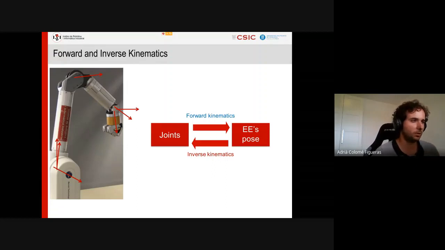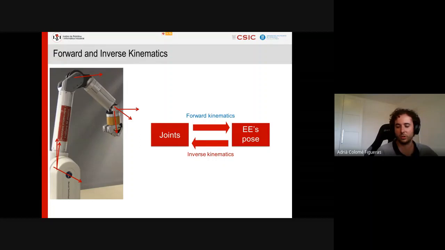We know that there are two mappings. One goes from the joint space to the Cartesian space, or the end effector's pose, and it is the forward kinematics. The forward kinematics is usually easy to compute, basically in serial robots.